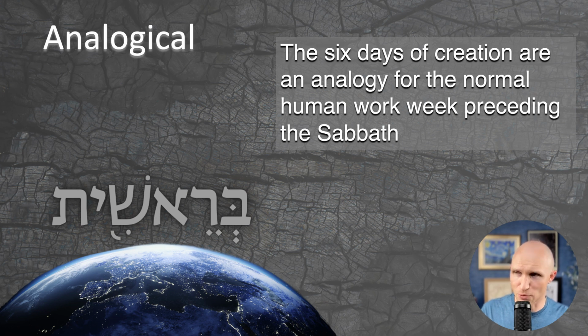This one's pretty simple and straightforward. And this is simply that these 6 days of creation are an analogy for the normal human work week preceding the Sabbath. So this idea, again, that the Sabbath is the climactic finish, but that the 6 days of creation are essentially a model for humanity. And what it's truly meant to indicate is that the 6 days of the work week are when you tackle the chaos and disorder in your own life and bring about order to it so that you can rest on that Sabbath when it arrives.